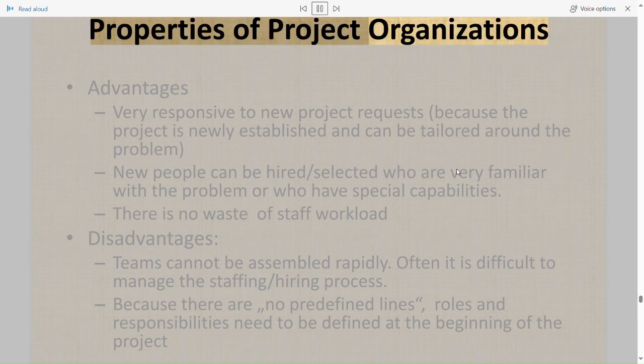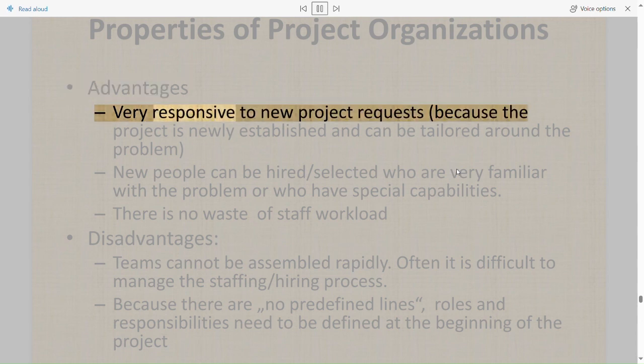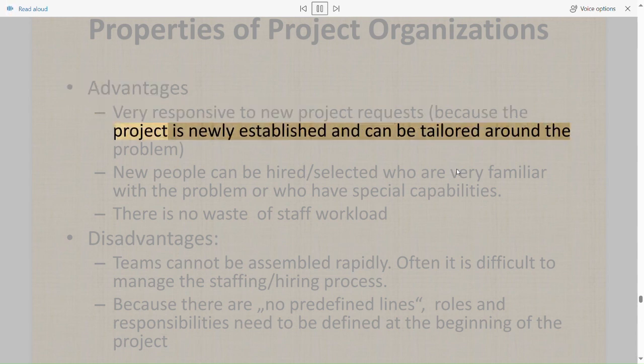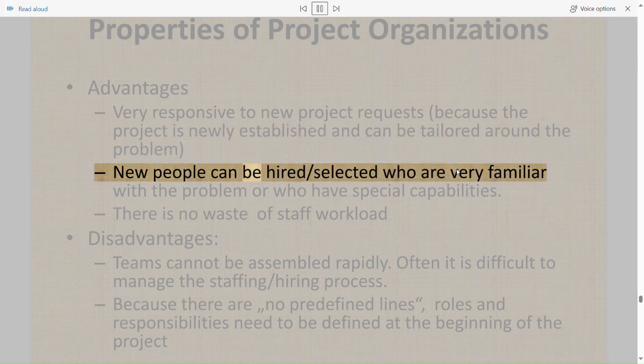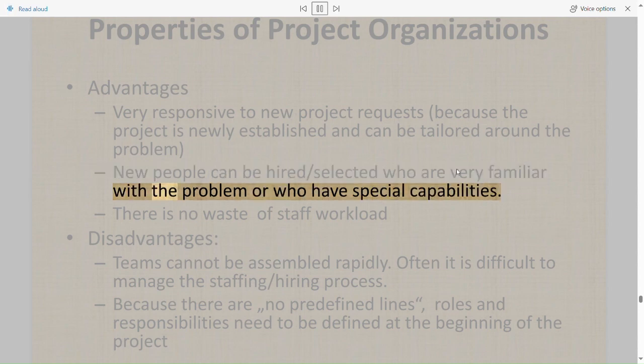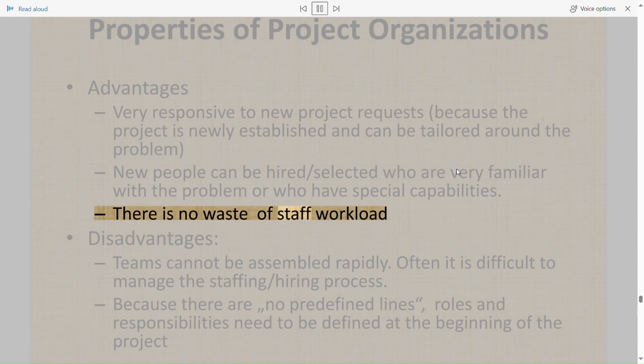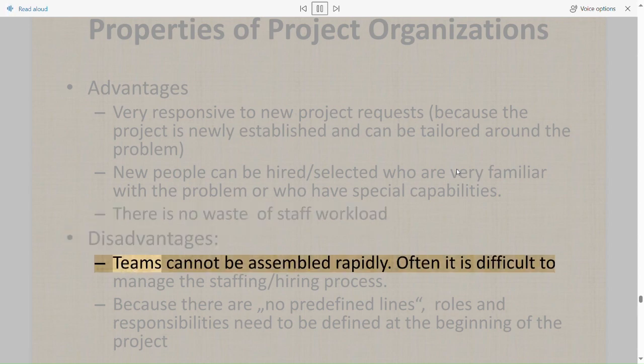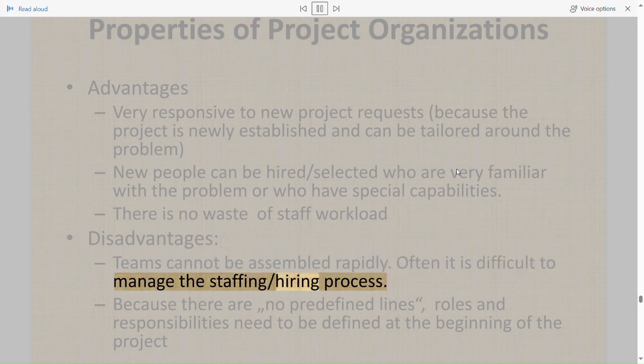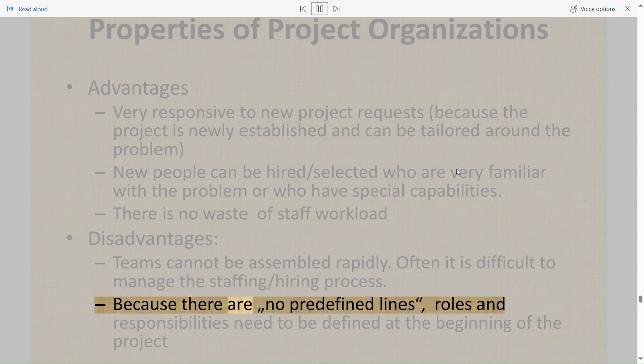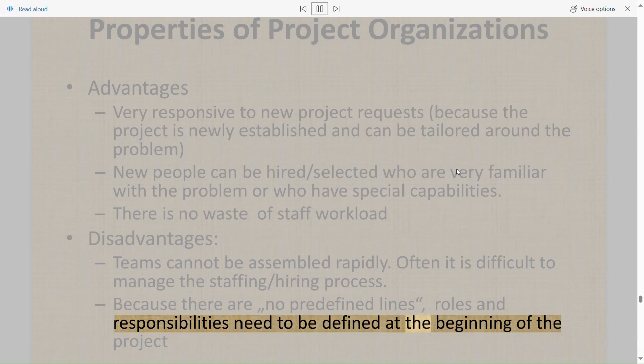Properties of project organizations. Advantages: very responsive to new project requests, because the project is newly established and can be tailored around the problem. New people can be hired, selected who are very familiar with the problem or who have special capabilities. There is no waste of staff workload. Disadvantages: teams cannot be assembled rapidly. Often it is difficult to manage the staff hiring process. Because there are no predefined lines, roles and responsibilities need to be defined at the beginning of the project.